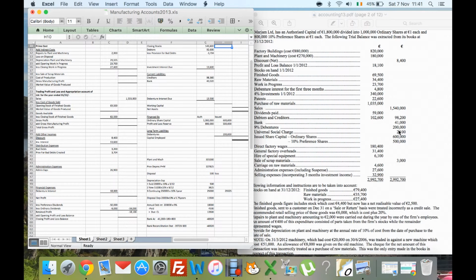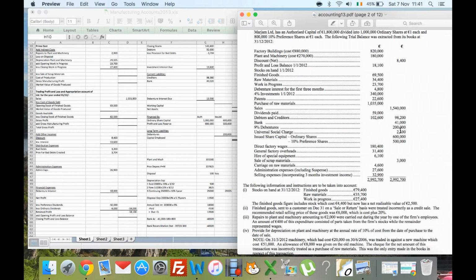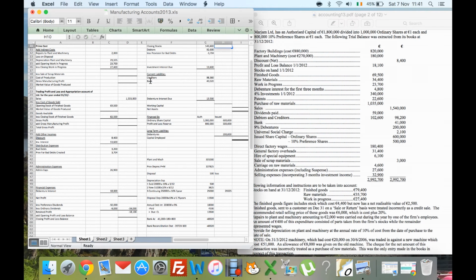USC, so USC is a liability. It's on the credit side. It's money that we've collected and we owe that money to the government, so it's going to be a current liability. We've dealt with our share capital.